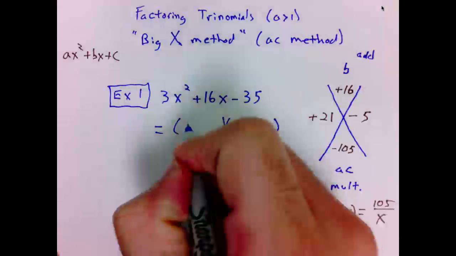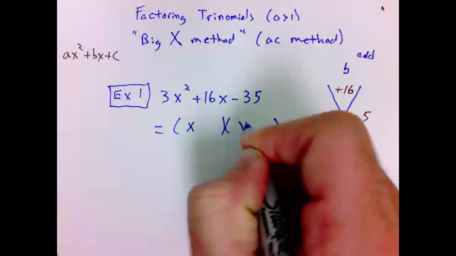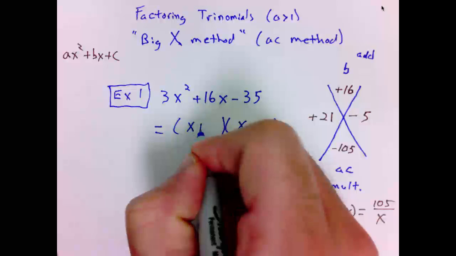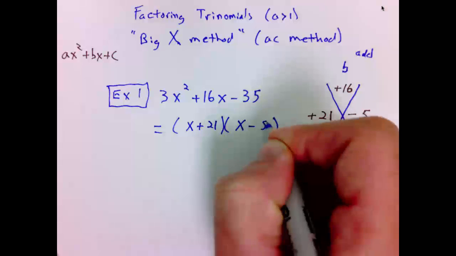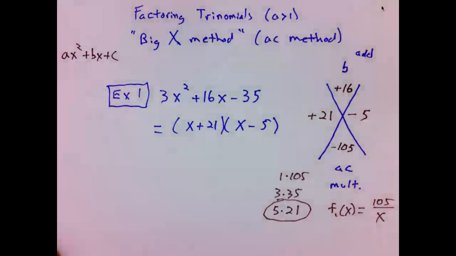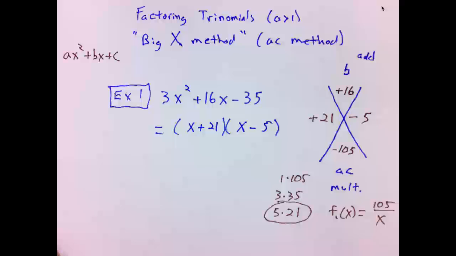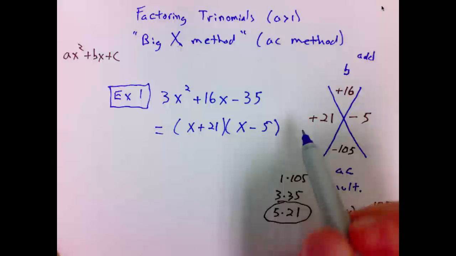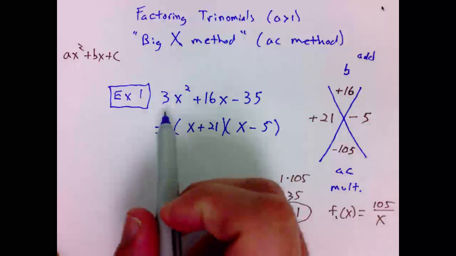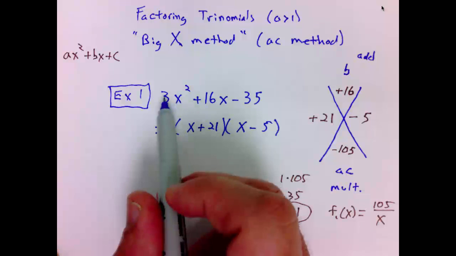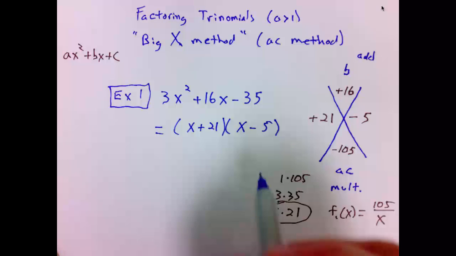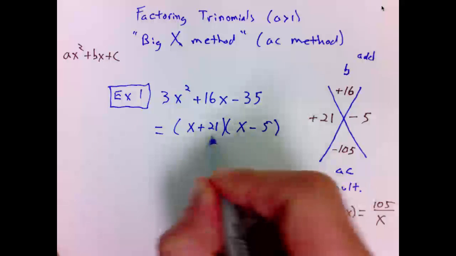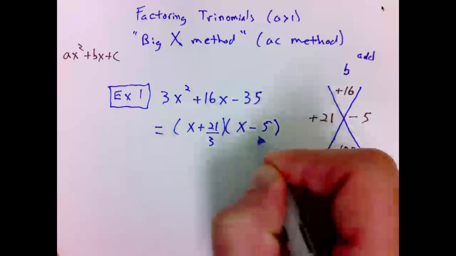We know to get an x squared we'll need an x times an x. Plus 21 and minus 5, these will be in the second position. So far, it's exactly like our previous method when a was equal to 1. Well, here's where it gets slightly trickier. This final step, we're now going to divide by a. And I omitted that previously because if a was always 1, dividing by 1 wouldn't change anything. A in this case is 3. I'm going to divide both of these numbers by that 3, dividing by 3 here and dividing by 3 here.